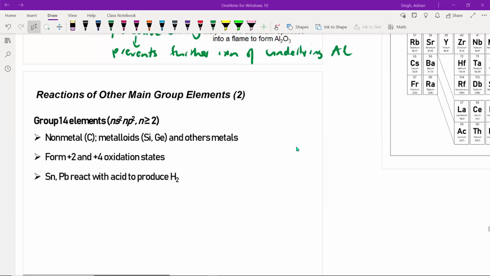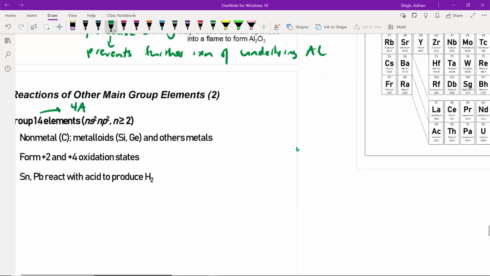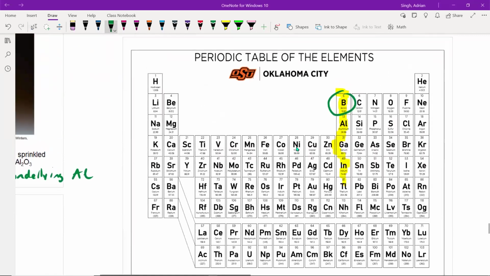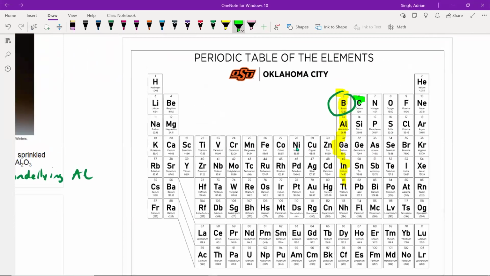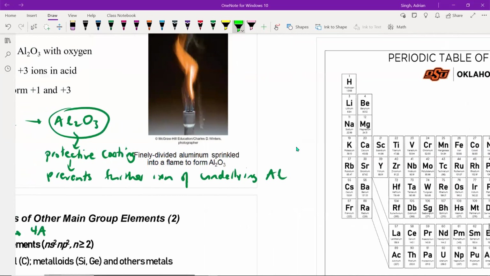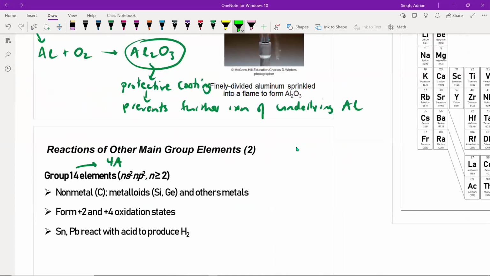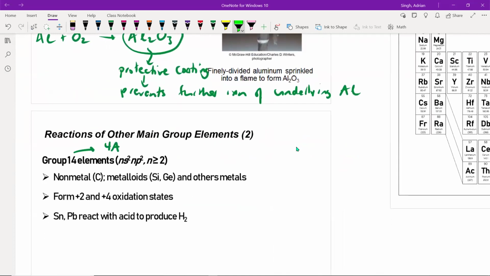Okay, so the group 14 elements are next. And again, group 14 would be the group 4A. So this would be the group that starts with carbon, and then silicon, germanium, tin, lead, etc. That's group 4A. Carbon is a non-metal in that group. The next two, silicon and germanium, those are metalloids, and the ones underneath, those are going to be metals. So these can form both +2 and +4 ions.